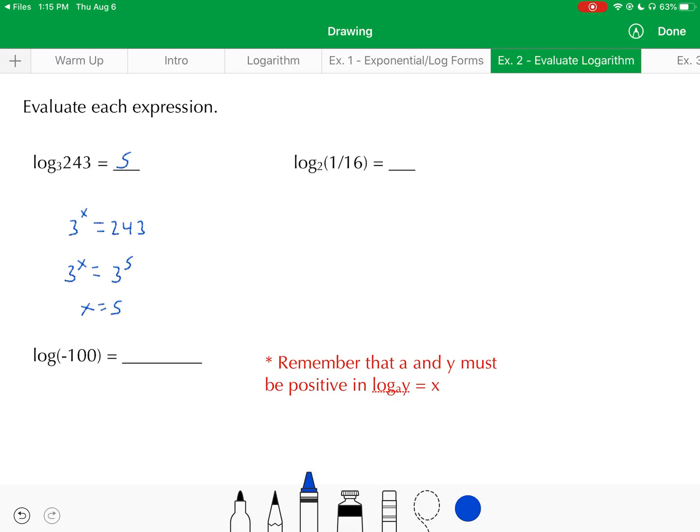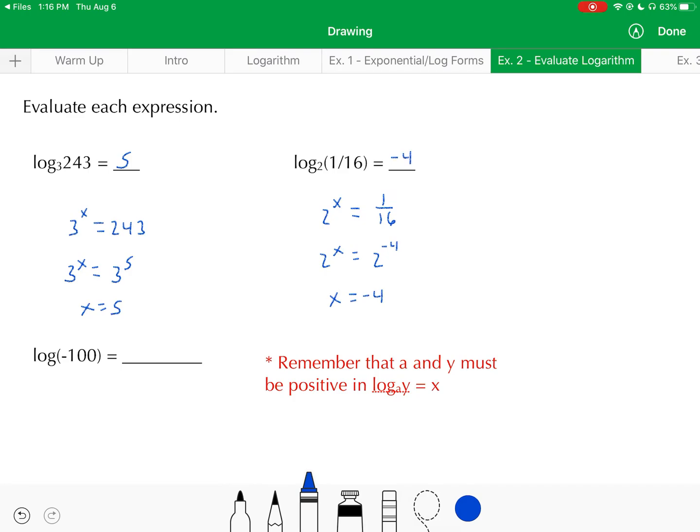How about log base 2 of 1/16? So 2 to what power is 1/16, right? 1/16 can be thought of as 2 to the -4th power. So in the end, this logarithm equals -4.